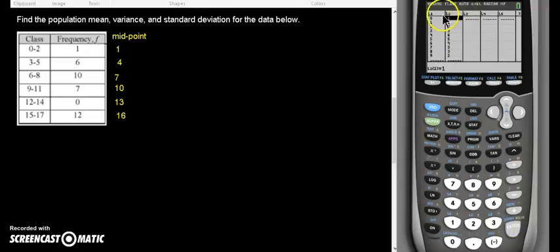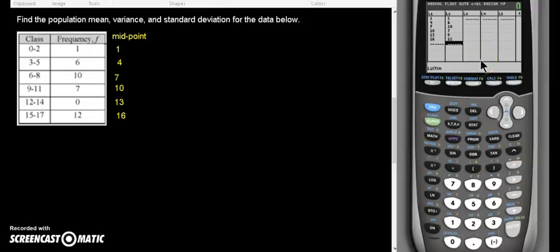So I'm going to go to my edit. Now I need to change my list again. So go back to L1, clear everything. Go to my L2, clear everything as well. So I'm going to use L1. My midpoint will now become my L1. So I have 1. So I think you guys should pause the video and enter these values as well. Okay, so your L1 will be the midpoint. Your L2 will be the frequency. Okay, I'll see you guys in a bit.